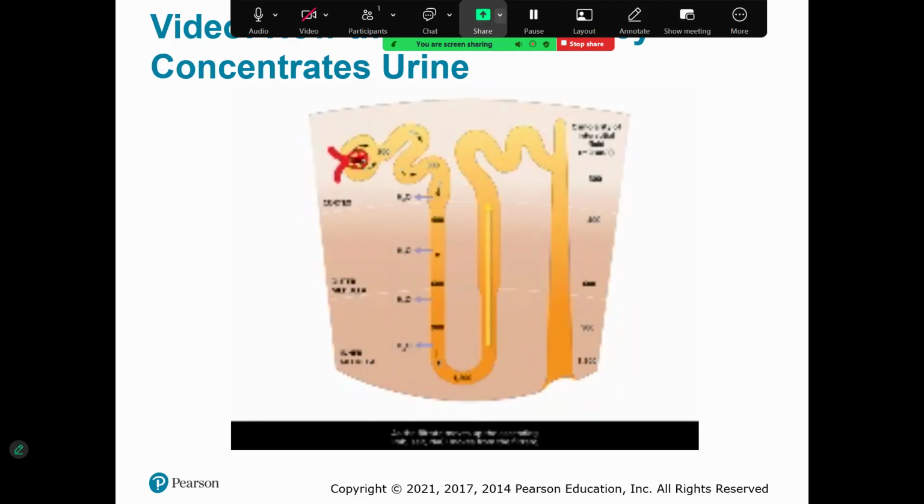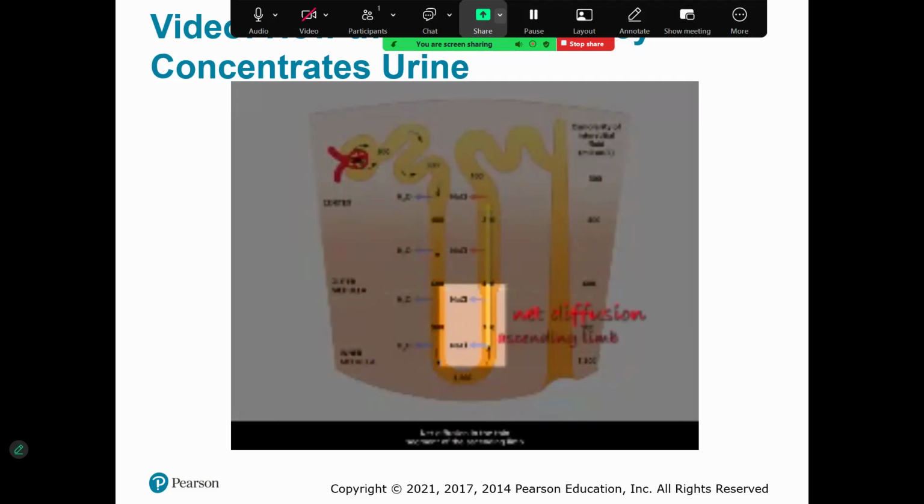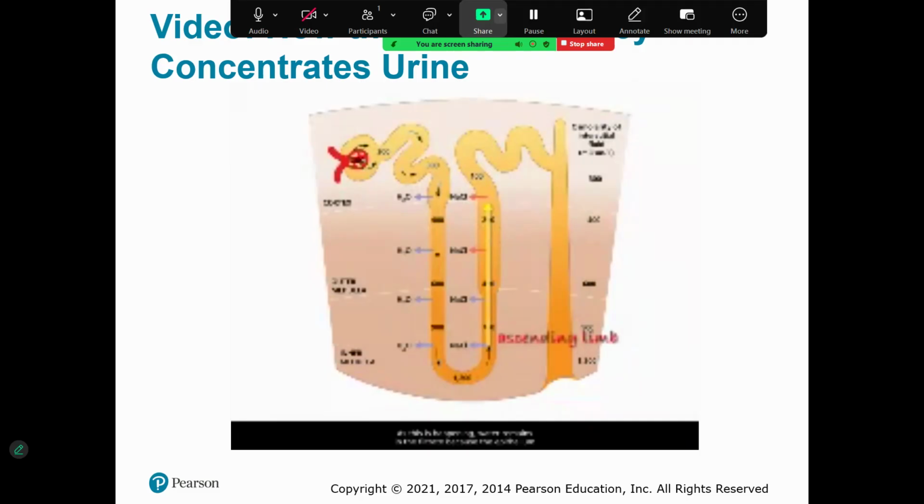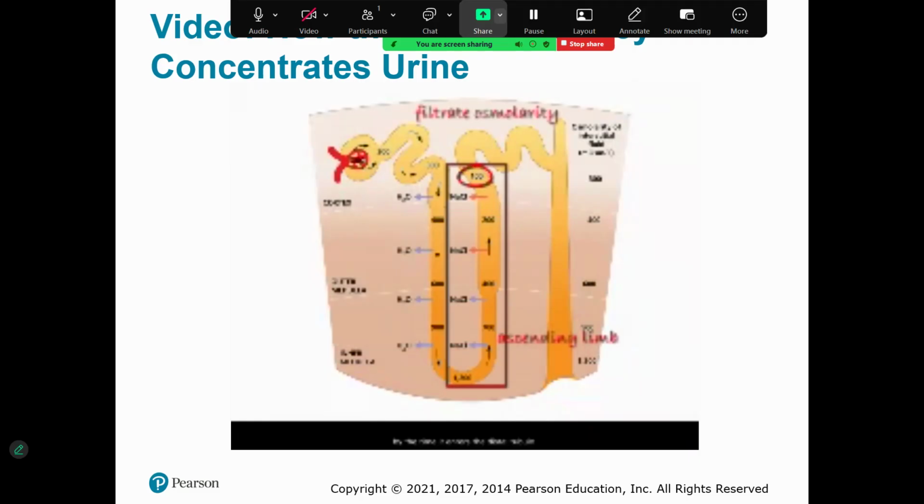As the filtrate moves up the ascending limb, salt, NaCl, moves from the filtrate to the interstitial fluid through two mechanisms: net diffusion in the thin segment of the ascending limb and active transport in the thick segment. As this is happening, water remains in the filtrate because the epithelium of the ascending limb is impermeable to water. Because the filtrate loses salt but retains water, it becomes more dilute as it moves up the ascending limb, reaching an osmolarity of about 100 by the time it enters the distal tubule.